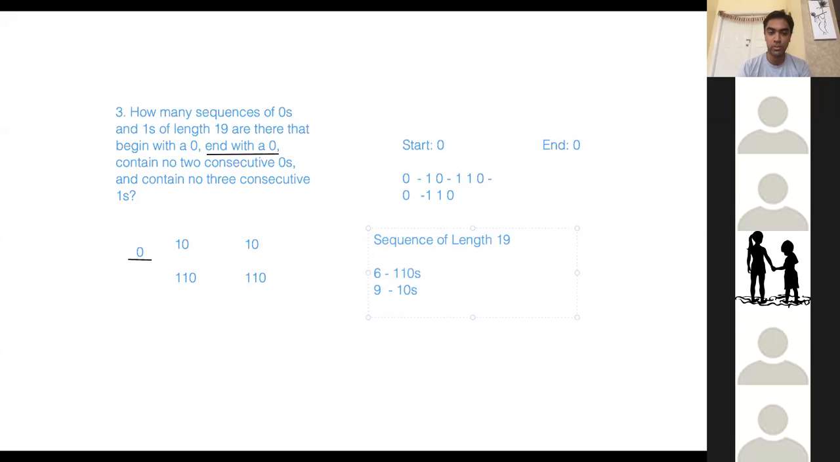What other sequences are possible? Can I mix some 1-0s and some 1-1-0s? You could do 4 110s and 3 1-0s. Good. That works. Anything else?